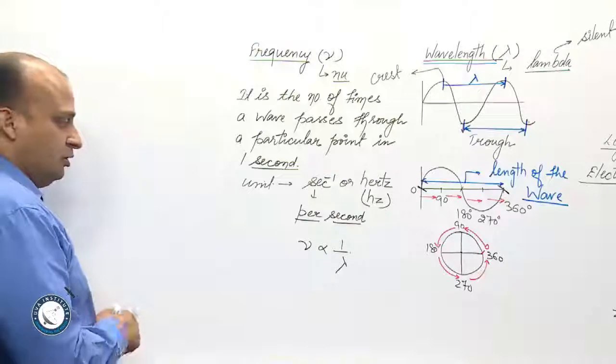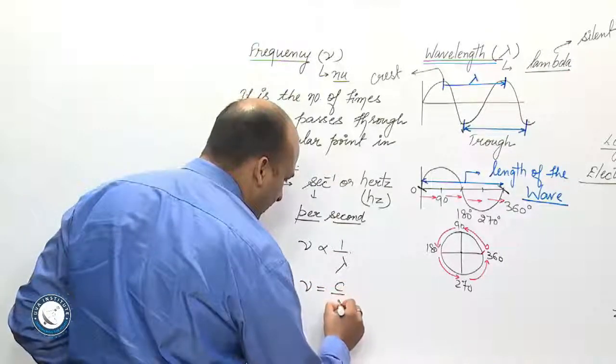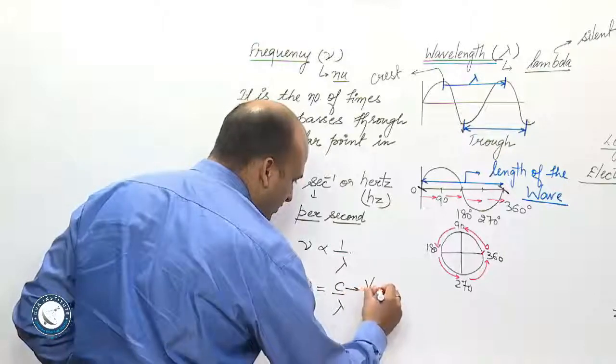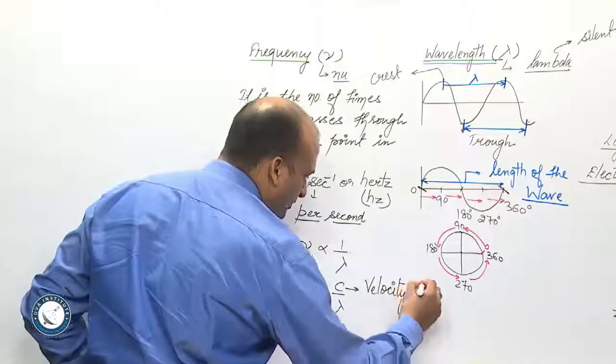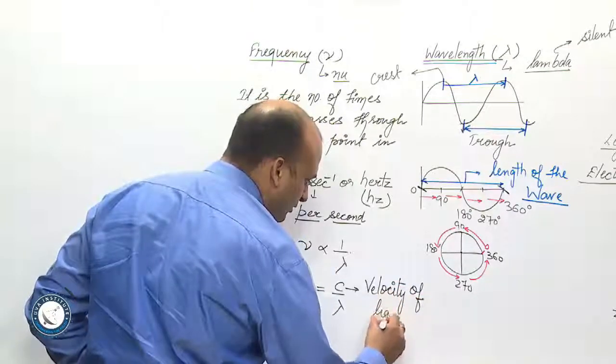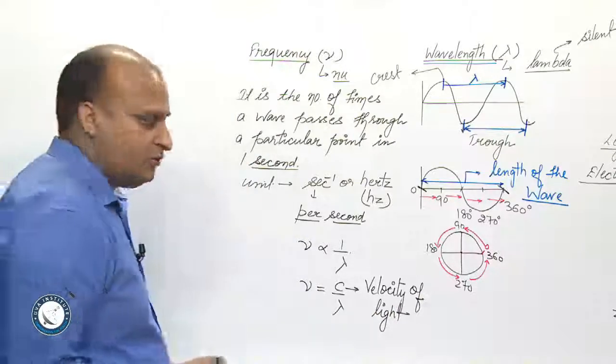Now when you remove this proportionality sign, you will get nu equals c by lambda, where c is the velocity of light. Do you all know what is the value of the velocity of light? Do you know the velocity of light?